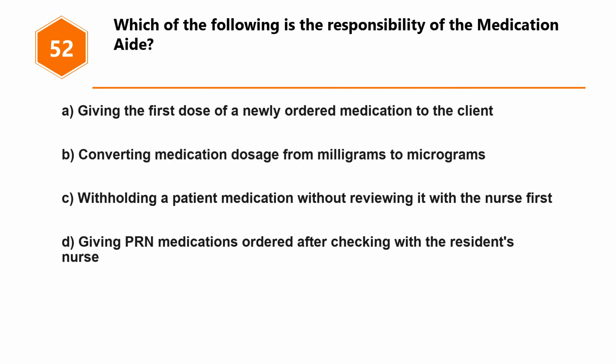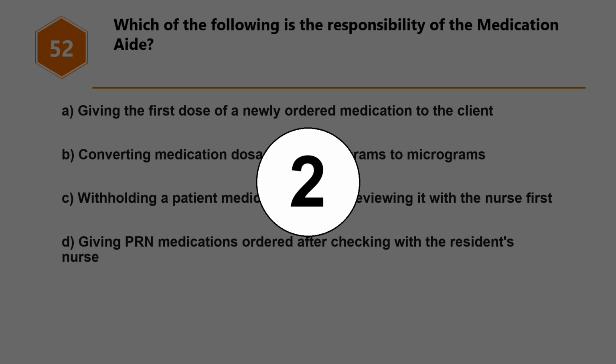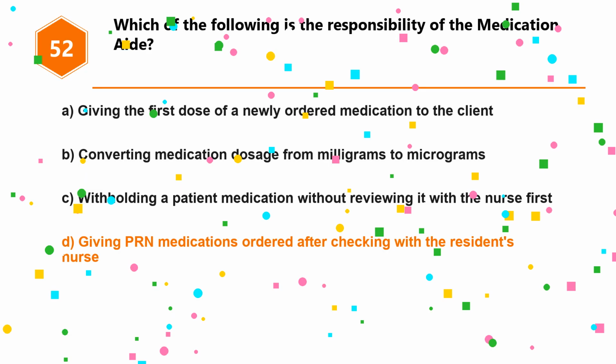Question 52. Which of the following is the responsibility of the medication aide? Option A. Giving the first dose of a newly ordered medication to the client. Option B. Converting medication dosage from milligrams to micrograms. Option C. Withholding a patient medication without reviewing it with the nurse first. Option D. Giving PRN medications ordered after checking with the resident's nurse. The correct answer is option D. Giving PRN medications ordered after checking with the resident's nurse.